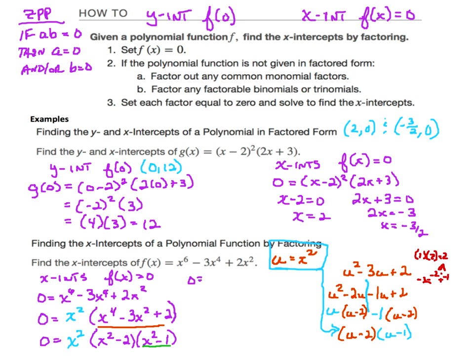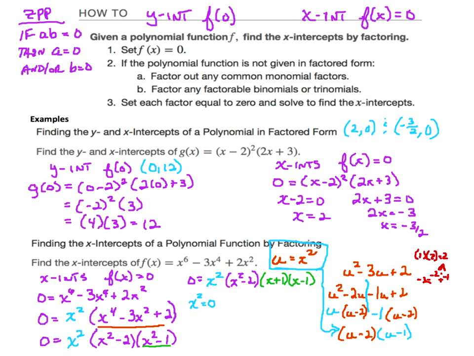So far, here I am. 0 equals x squared. Then I have an x squared minus 2. And now that x squared minus 1 factors as x plus 1, x minus 1. Okay, so I'm finally ready to apply my zero product property.